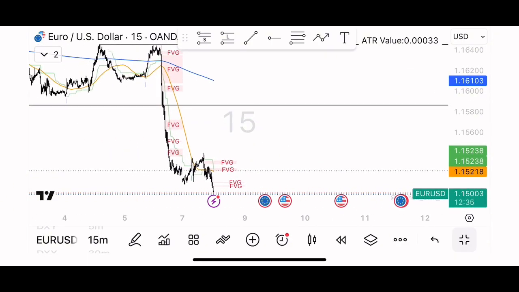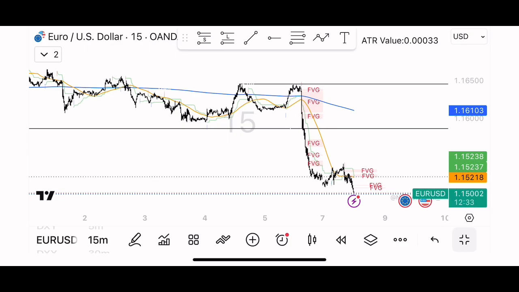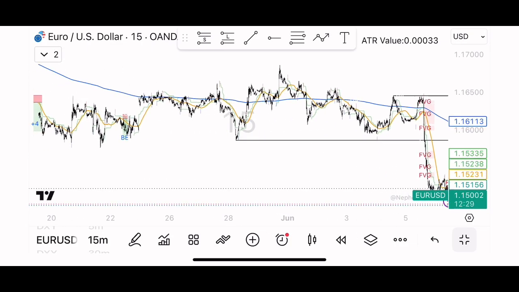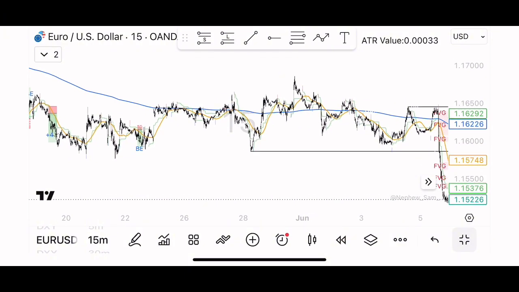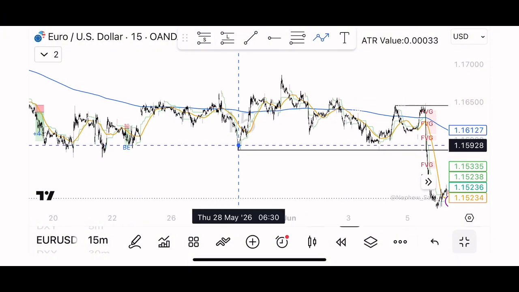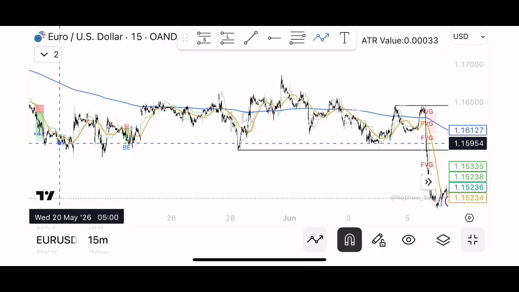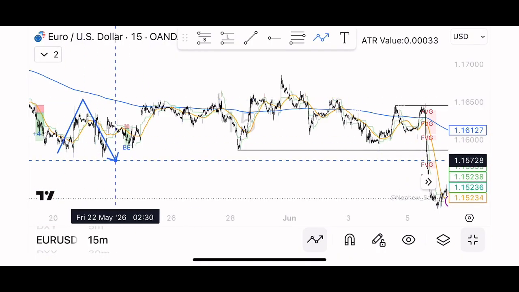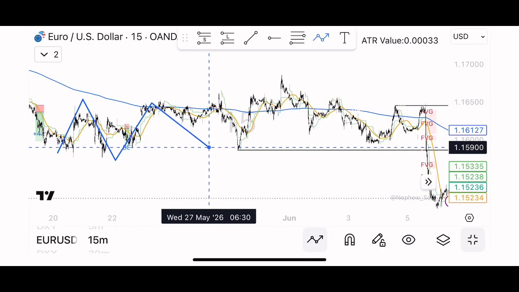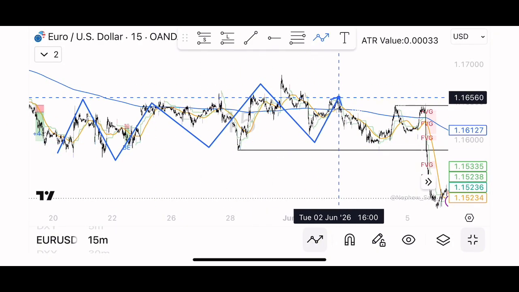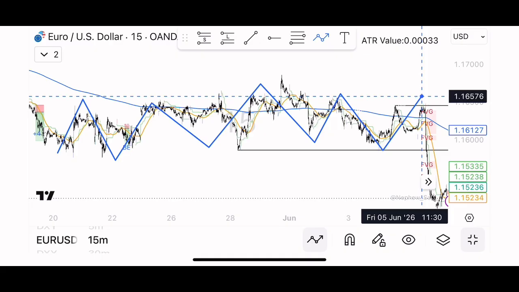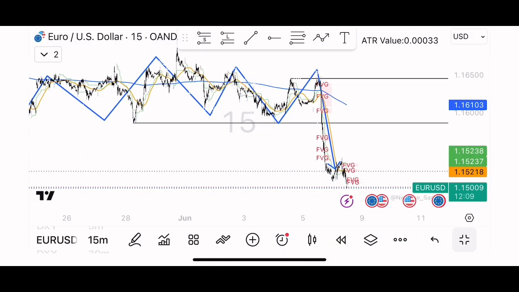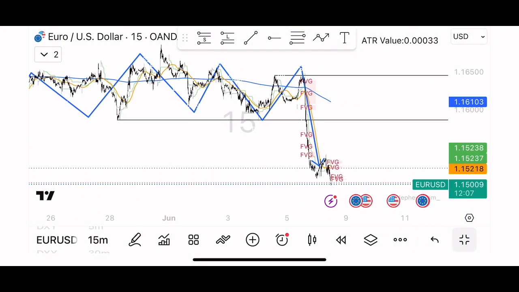So here you can see this is Euro USD, the only pair that I trade, and the 15-minute time frame. What I'm seeing here is we had quite some consolidation for a while since May, coming into the beginning of this month, which is June. This is the consolidation that we had, which we just broke last week on Friday during NFP.